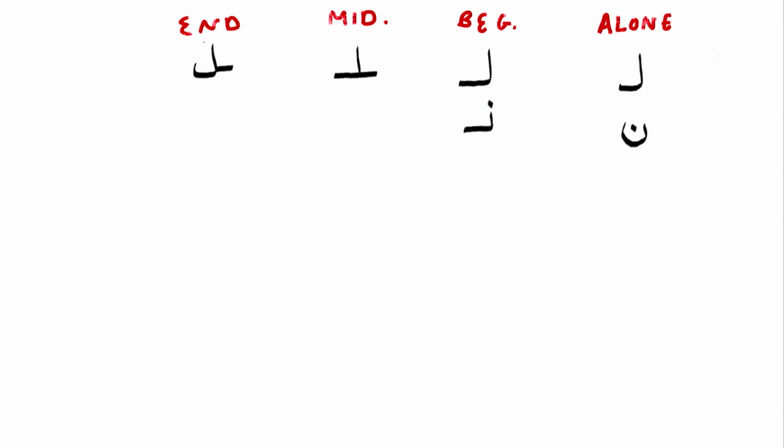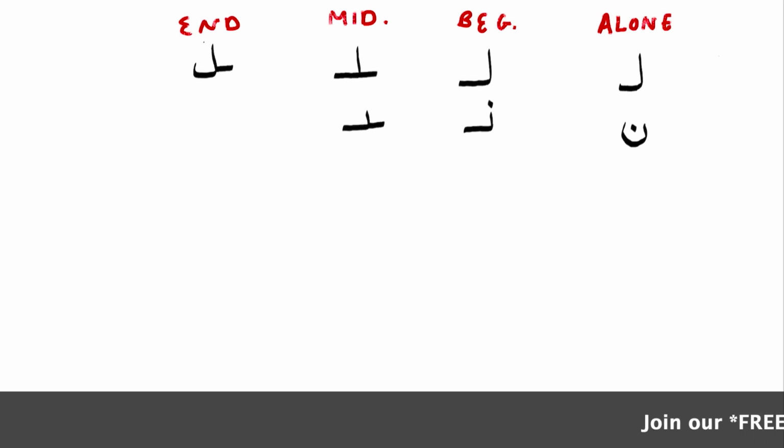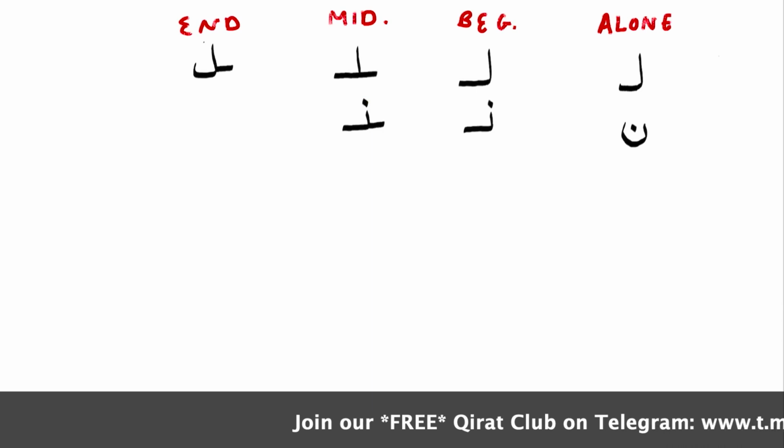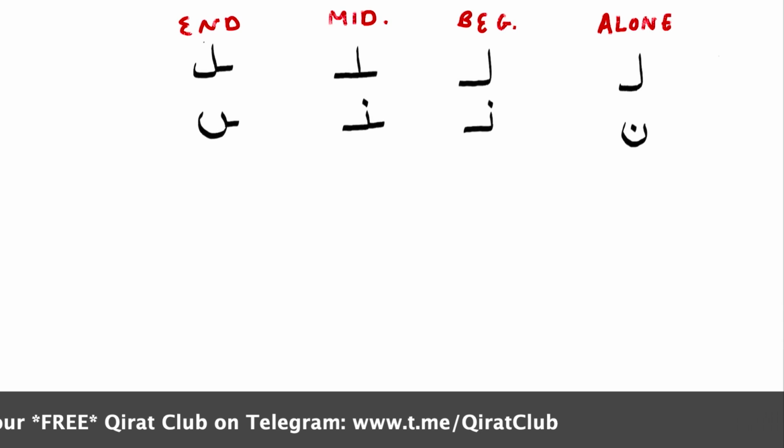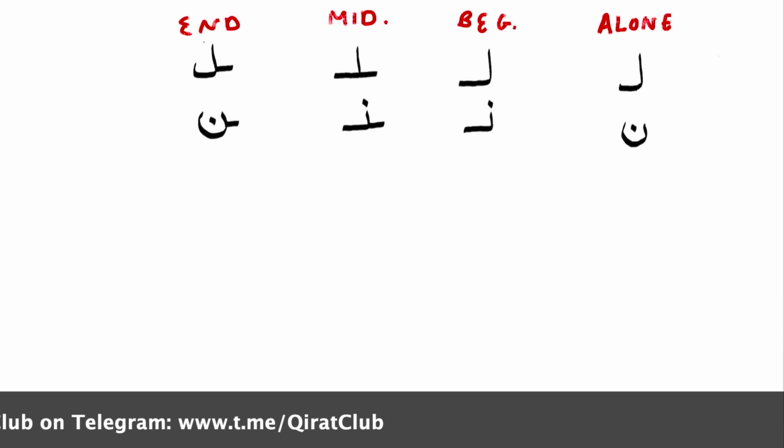Likewise, just like ba, ta and tha, as we've covered in previous videos, when it's in the middle, it will have the connecting line to join it to whatever is before it, then the noon itself, and then the connecting line to connect to whatever is after it, and of course we cannot forget the dot at the top. Likewise, when it's at the end, it will just have the connecting line and then the noon as it is when it's in its alone form. Simple, right?